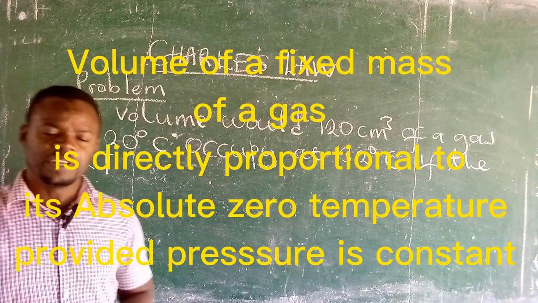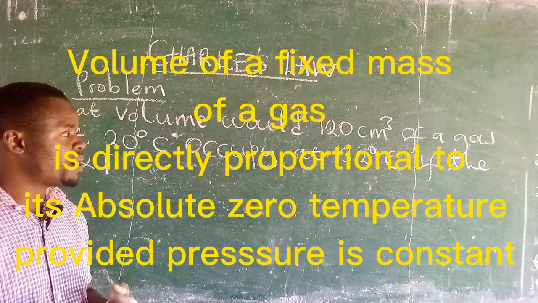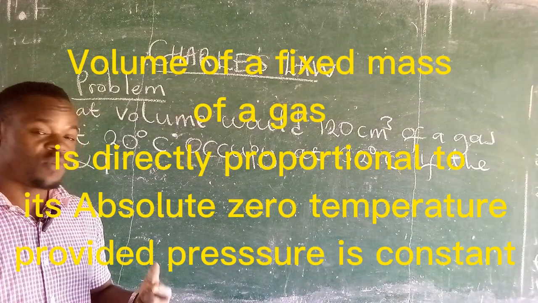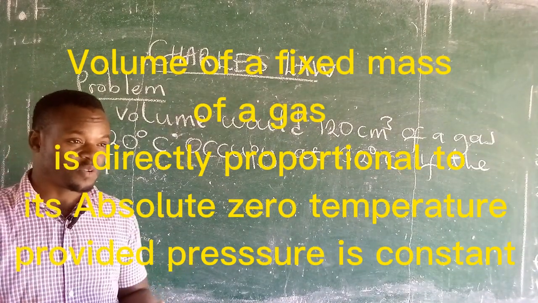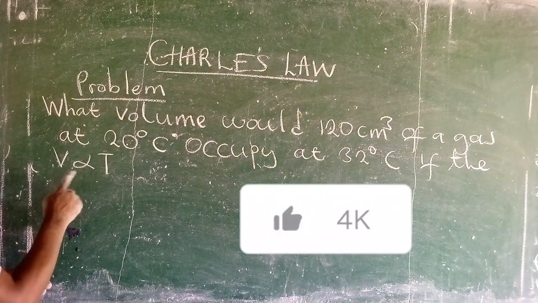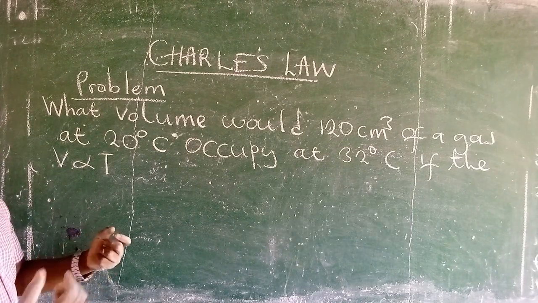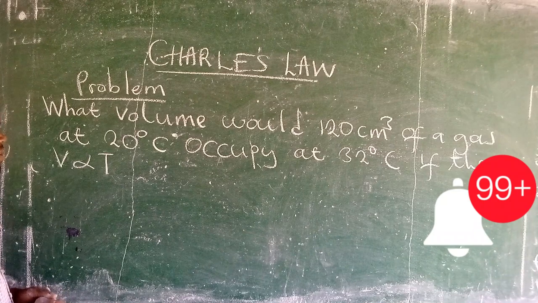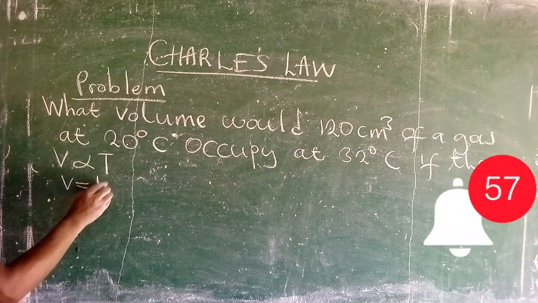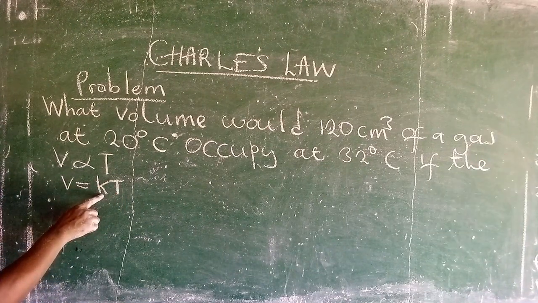Now, you need to understand what that implies. When two items under comparison are directly proportional, if one of them increases, the other one increases as well. That's the proportionality of the two quantities under consideration. If we were to write an equation, V is equal to KT. This K is the constant of proportionality.